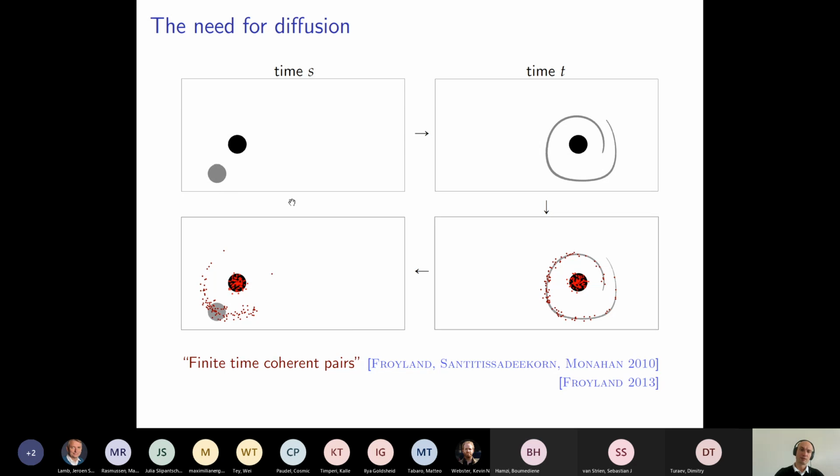Consider some flow. I'm not showing the flow, I'm just showing you what happens with two sets, a black and a gray one, at initial time and after the flow to terminal time t. The black set stays circular, and the gray one is filamented, torn apart a little bit by the flow. So we would like to consider the black as coherent and the gray not. And now, to make this quantitative and more rigorous, how we want to differentiate between these two qualitative behaviors, we add a little bit of diffusion.